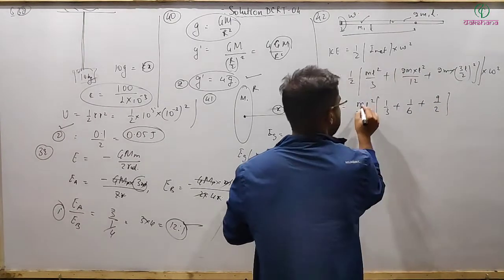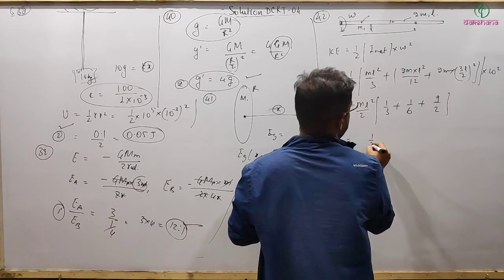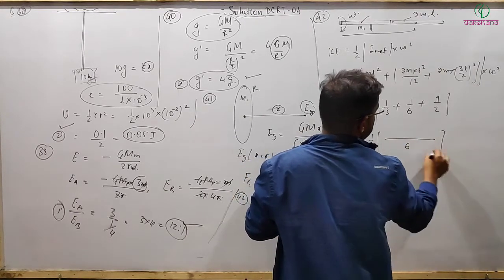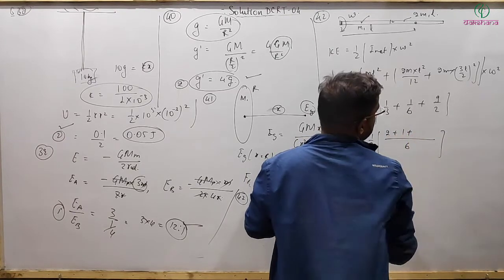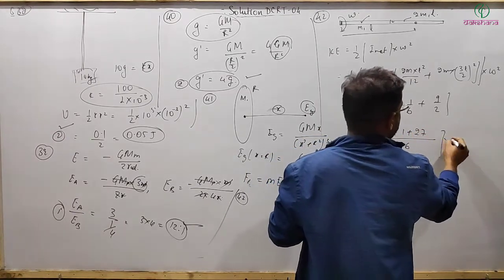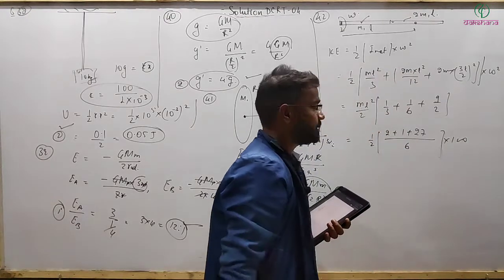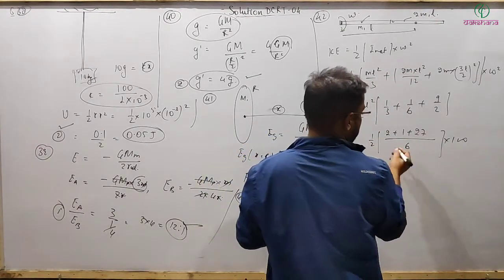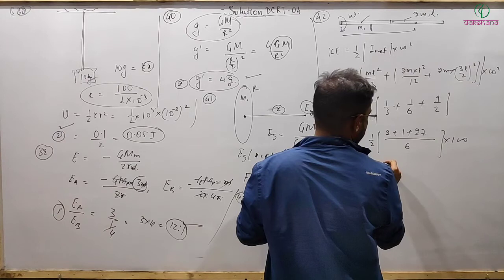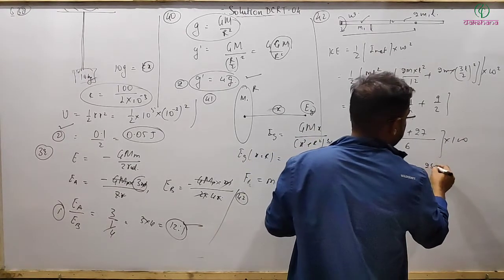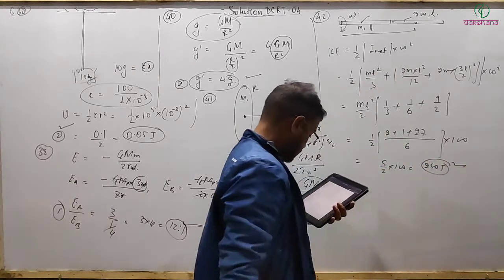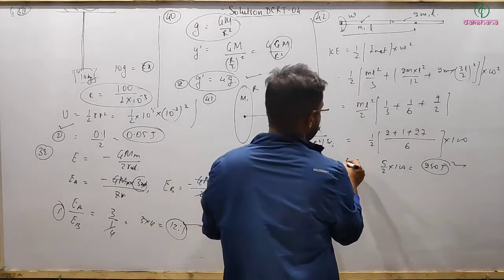Taking LCM, m is 1, l is 1, this is equal to 1 by 2. Taking LCM 6, and this is equal to basically 2 plus 1 plus 27 multiplied by 100. Omega is given as 100, so it's coming out to be 35 by 2 into 100. This is coming out to be 250 joule. This is the answer matching with option number 3.